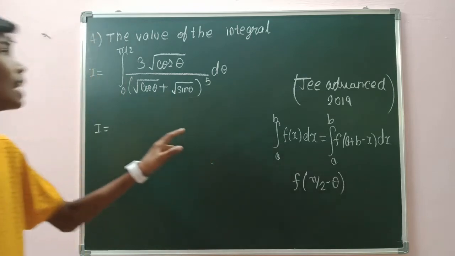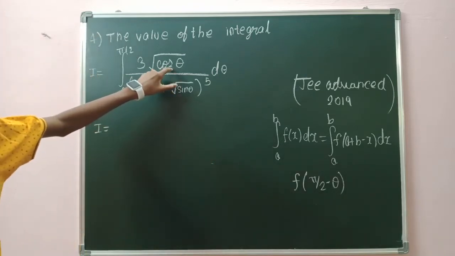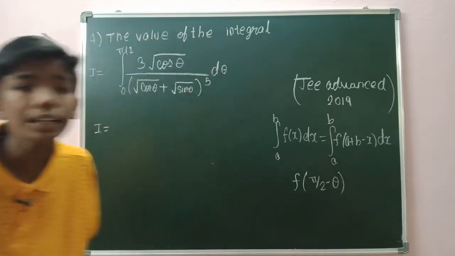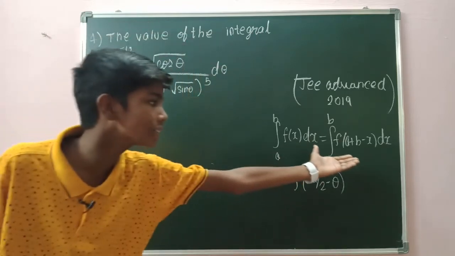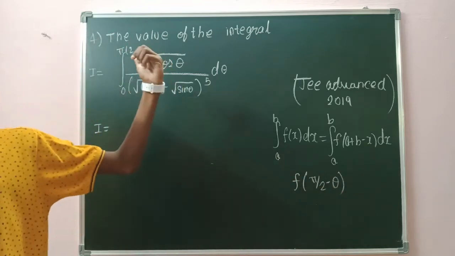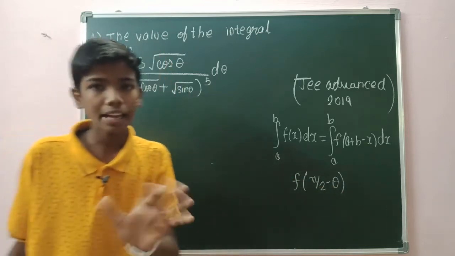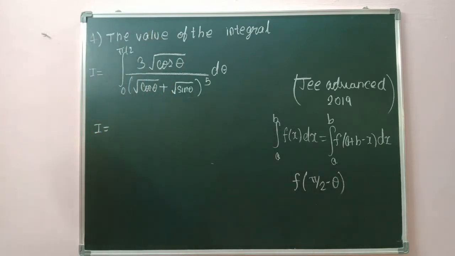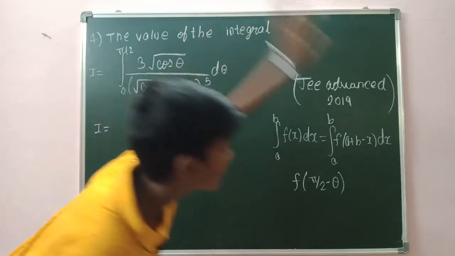Please remember that the variable of this integral is theta, and that is why I wrote it as theta. You may ask, why don't you write x, since using King's rule I am having x only? Because the variable of this integral is theta. These are all basic; I can't explain these things, people, so I am saying it now itself. So f of pi by 2 minus theta is something I am supposed to find using our King's rule.